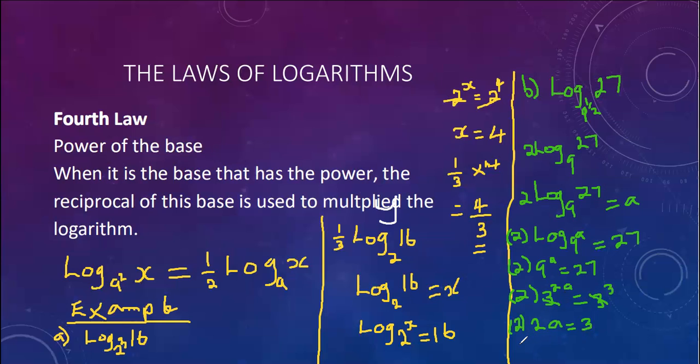So we are going to have 2 times the value of what you are getting in, which is 3 over 2. So this 2 cancels this one, and then we have our answer as 3. So the answer here is 3. Okay, this is how to apply this fourth law. It is very simple to apply.